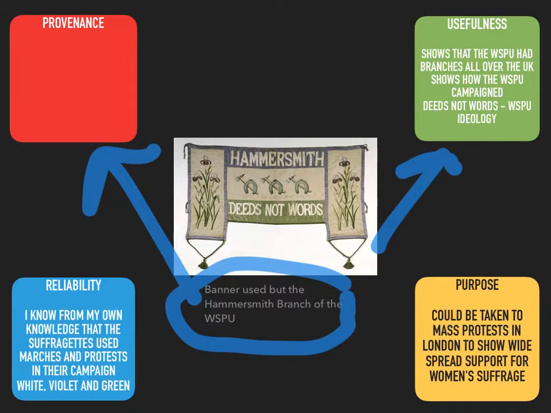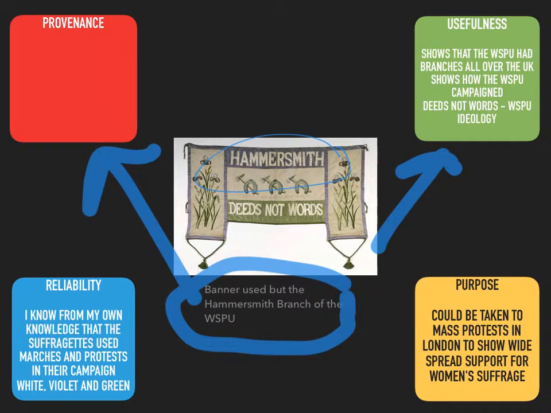And also, I think it's really important that we pay attention to this idea of the source being from Hammersmith. And so this isn't just a London-based organisation. This isn't a small group of women. As we can see from this source, there were women from all over the UK who campaigned for the WSPU, and I think that's really important.